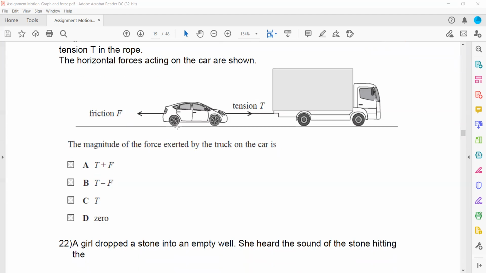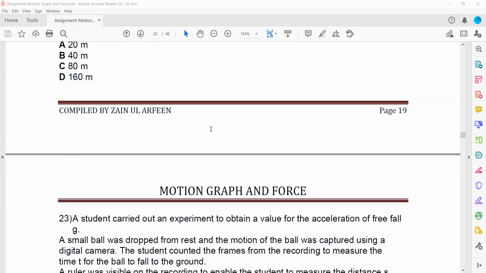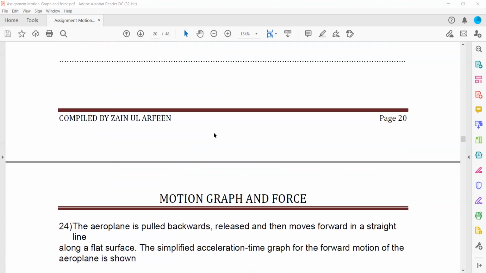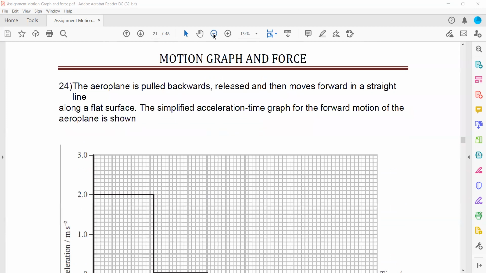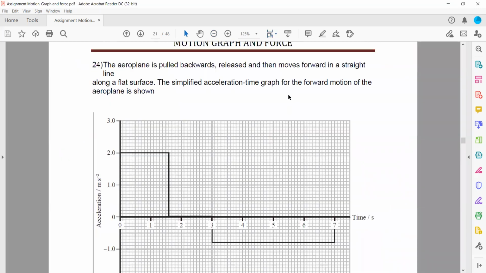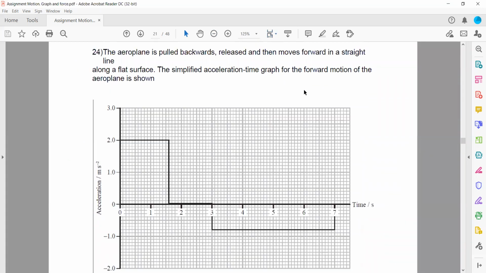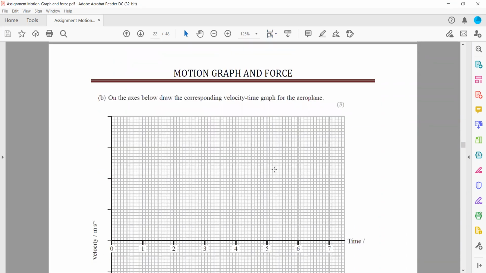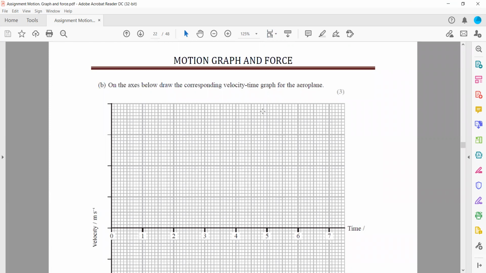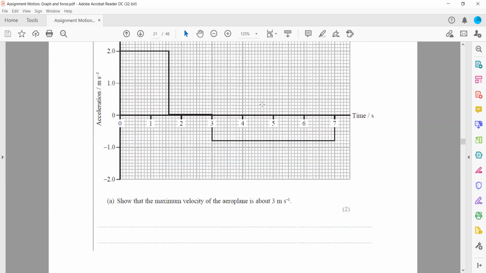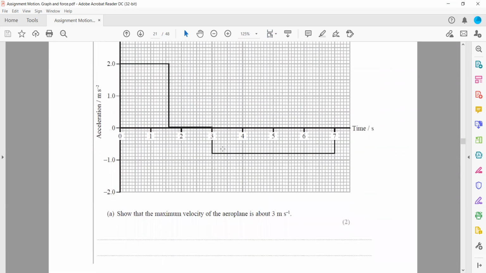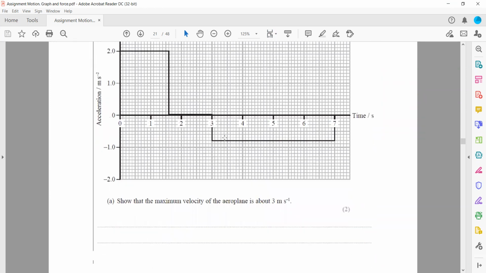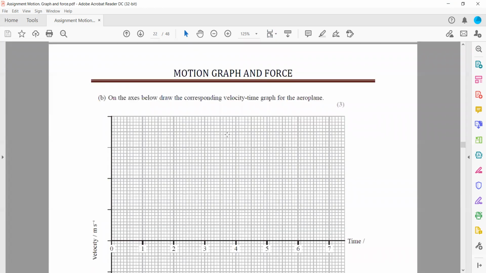Next is question 24b. The airplane is pulled backward, released, and moves forward. The graph is shown. On the axis, draw the corresponding velocity time graph. And which graph is given to us? The acceleration time graph is given, and we have to sketch the velocity time graph.